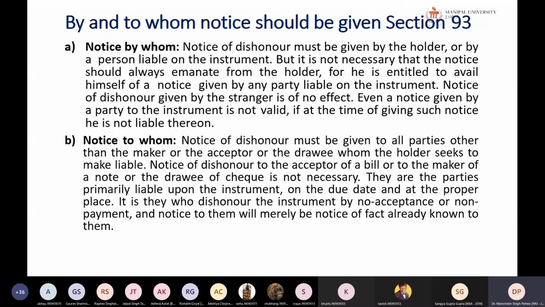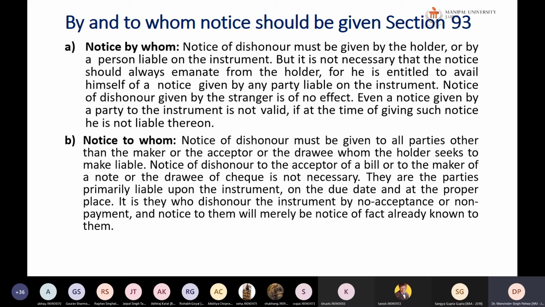So to whom should it be given? Notice of dishonor must be given to all the parties other than the maker or the acceptor, the drawee, whom the holder seeks to make liable. Notice of dishonor to the acceptor of the bill, or to the maker of a note, or the drawee of the check is not necessary, because they know it very well. They are the parties primarily liable upon the instrument on the due date and at the proper place. It is they who dishonor the instrument by non-acceptance or non-payment, and notice to them will merely be a notice of a fact already known to them.